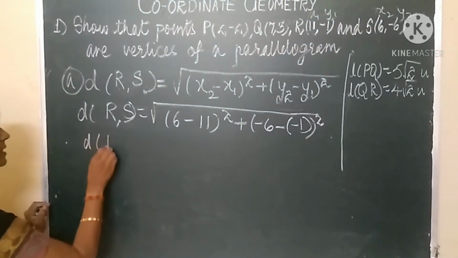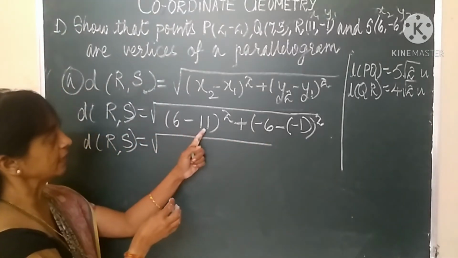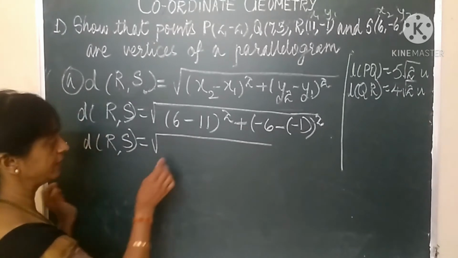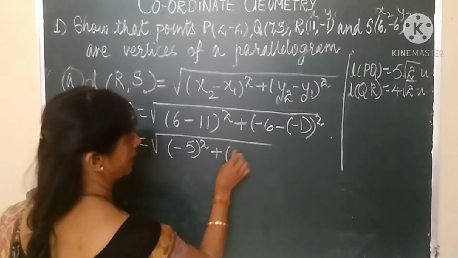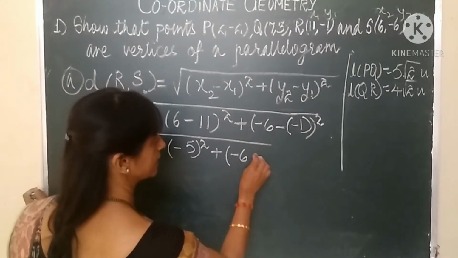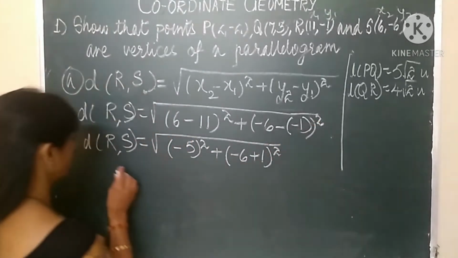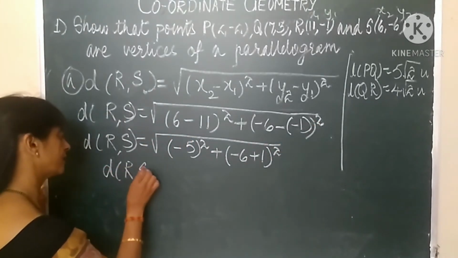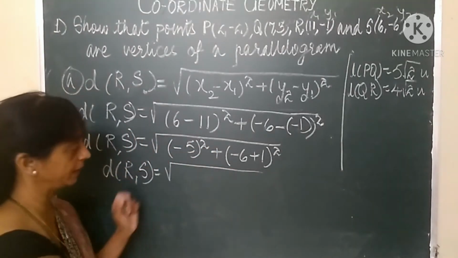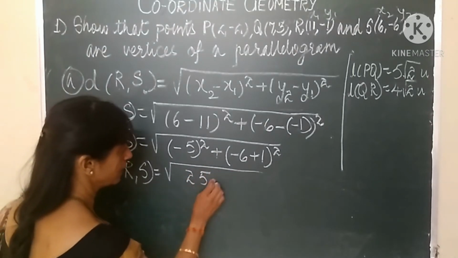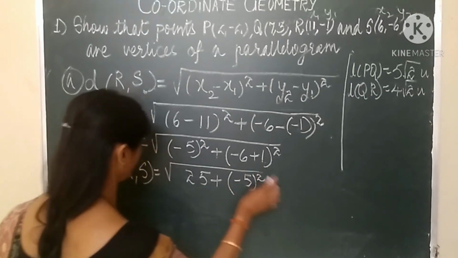So distance RS will be equal to 6 minus 11, which will give us minus 5, the whole square, plus minus 6, minus into minus gives us plus 1, the whole square. Let's not forget the square. So distance RS will be equal to minus 5 the whole square, which is minus 5 into minus 5, that is 25, plus minus 6 plus 1 is minus 5, the whole square.